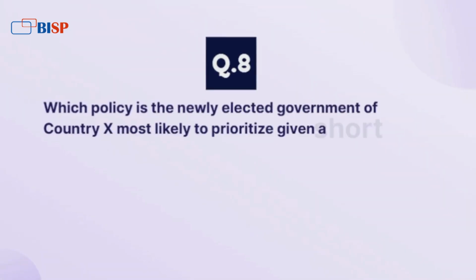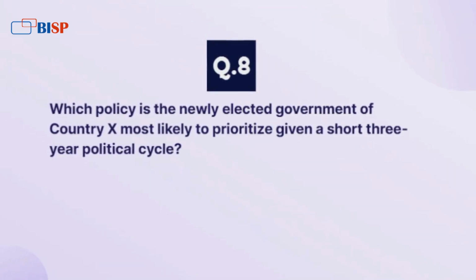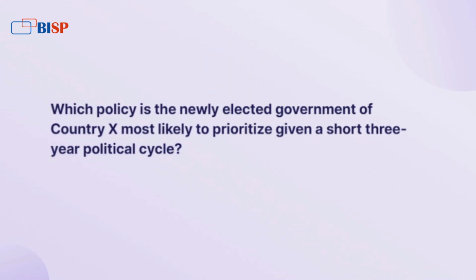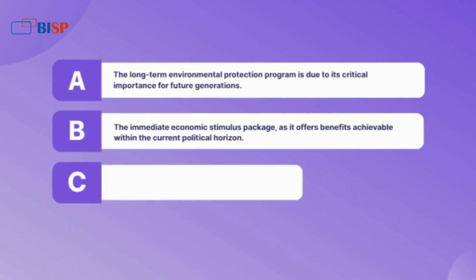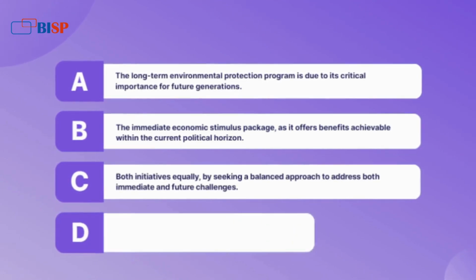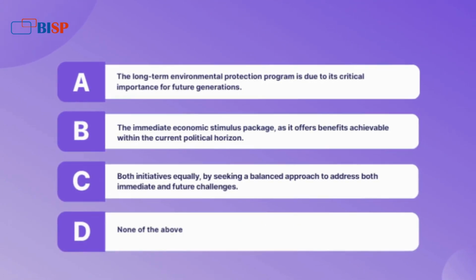Which policy is the newly elected government of country X most likely to prioritize given a short 3-year political cycle? A. The long-term environmental protection program, due to its critical importance for future generations. B. The immediate economic stimulus package, as it offers benefits achievable within the current political horizon. C. Both initiatives equally, by seeking a balanced approach to address both immediate and future challenges. D. None of the above.